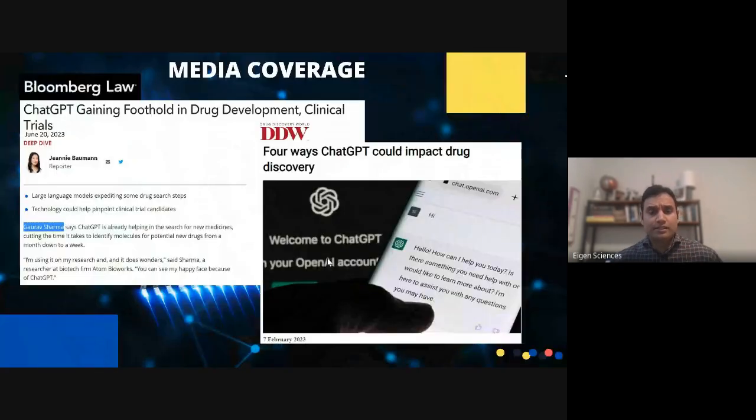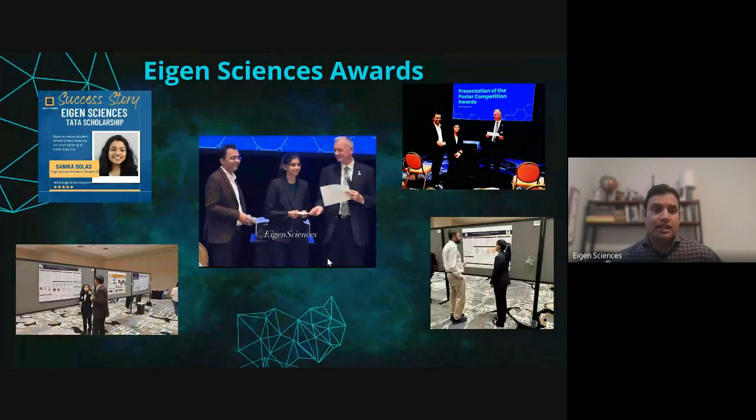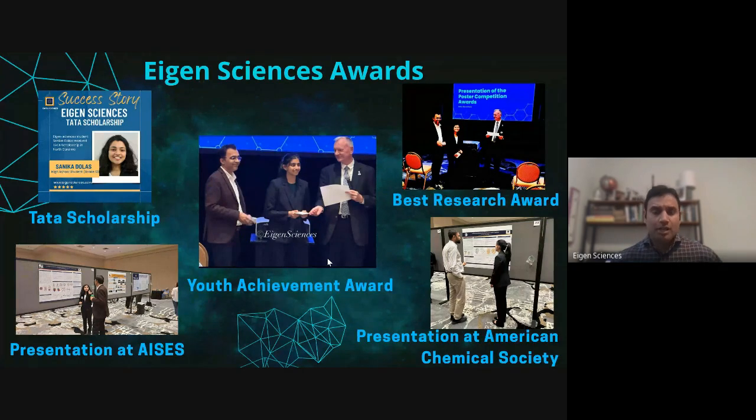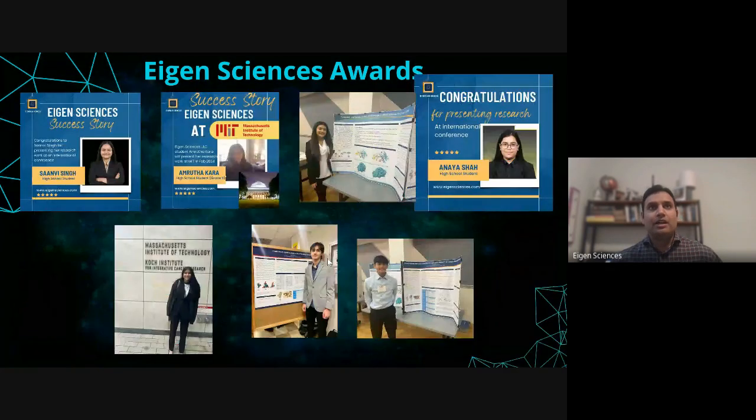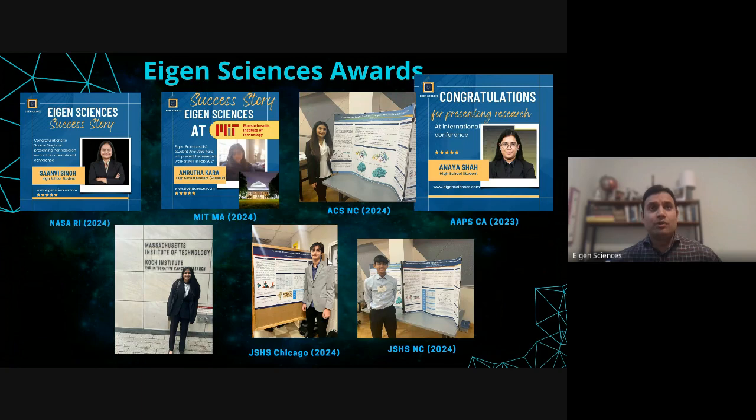Okay, these are some of the media coverage which we have received recently. There are more to come. There are many magazine interviews which are in the process of publishing, and these are some of the awards which our students have received, like Tata Scholarship, Best Research Award, Youth Achievement Award, and presentations at the American Chemical Society, and at many international places. Two kids have been to MIT last month. One kid is going to MIT in May. Two kids are going to Stanford for presentation, American Chemical Society, American Association of Pharmaceutical Scientists, Junior Science.